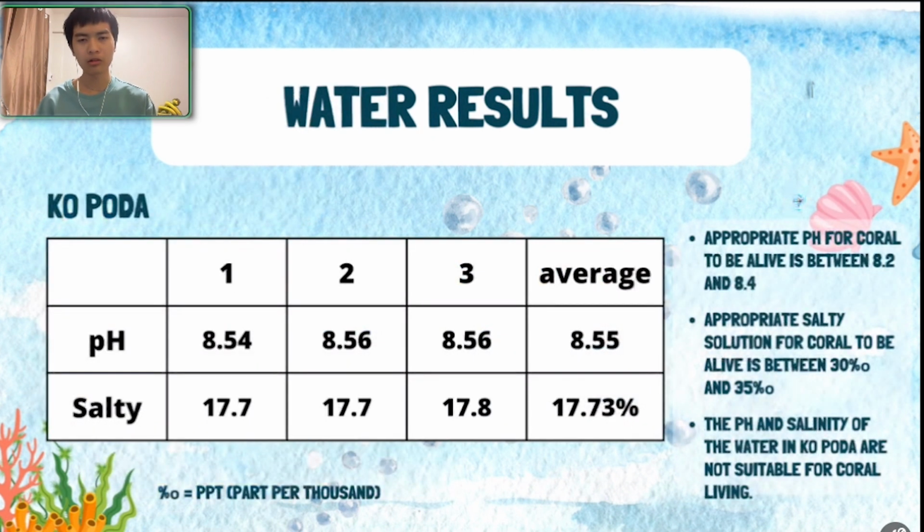And next is water results. Here are the water results from Bada. We measure 3 times for each value and calculate the average, as you can see. And from the criteria, you can see that the water in Bada is not suitable for coral living.